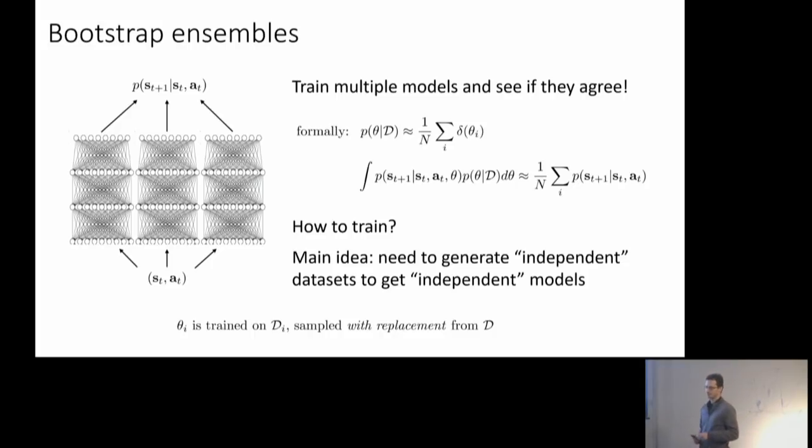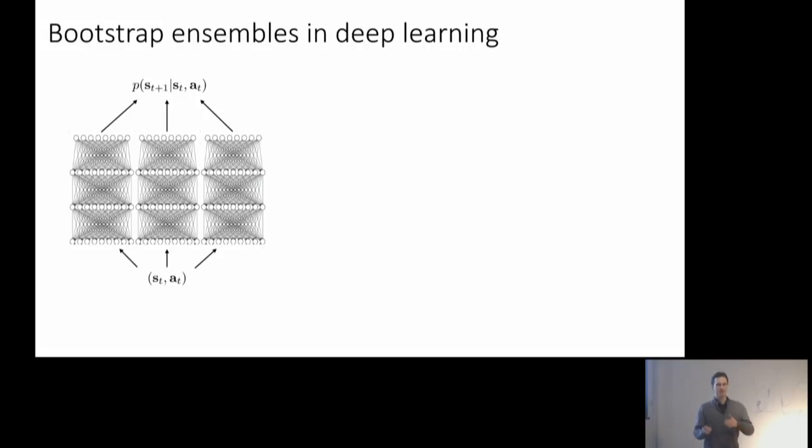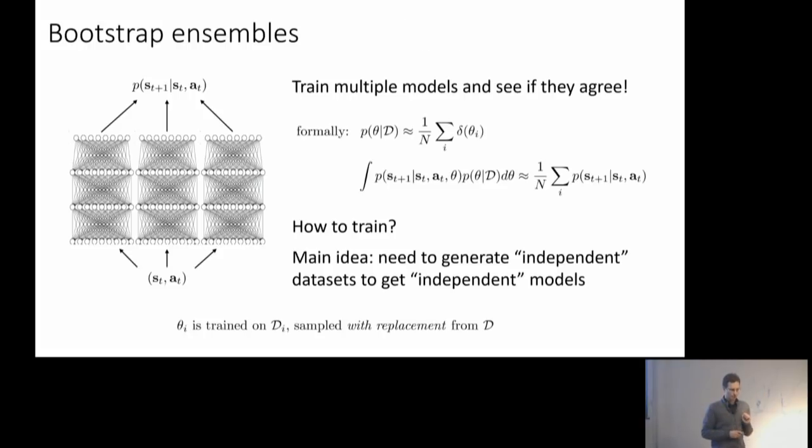So the big difference from bagging here is that we want to know the uncertainty. That's right, yeah. Our goal is not to get a better estimate of the mean, it's to get an estimate of the uncertainty.